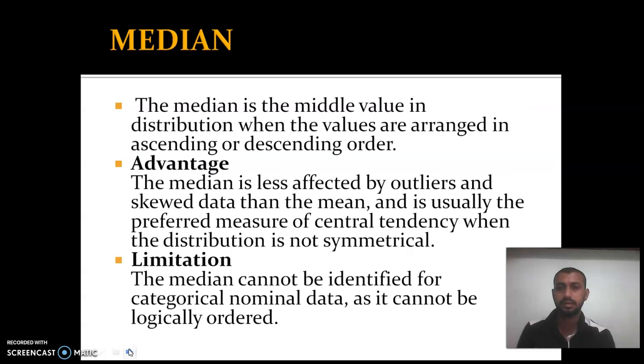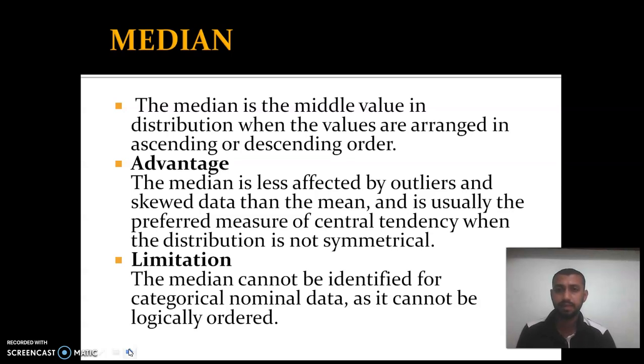What is median? The median is the middle value in the distribution when the values are arranged in ascending or descending order. What is the advantage of median? The median is less affected by outliers and skewed data than the mean and is usually the preferred measure of central tendency when the distribution is not symmetrical. That means whenever we choose the middle number of any data, we can assume that it is a median.